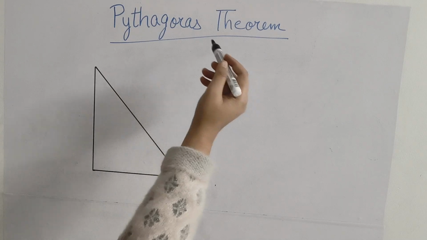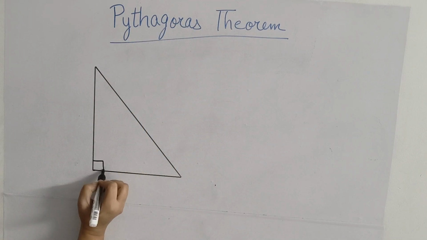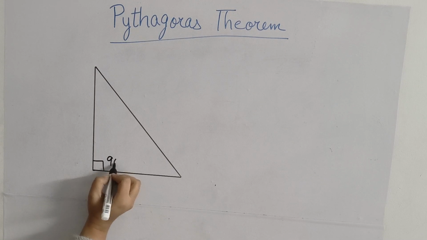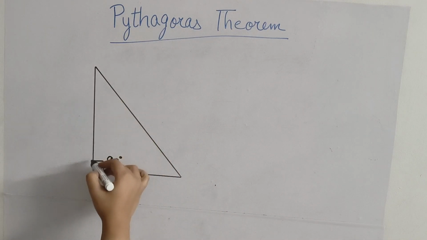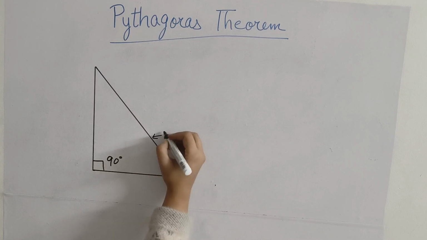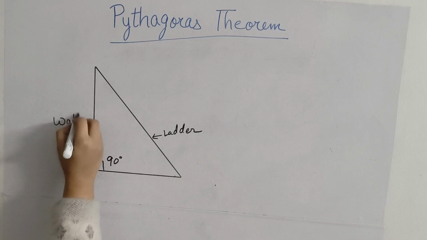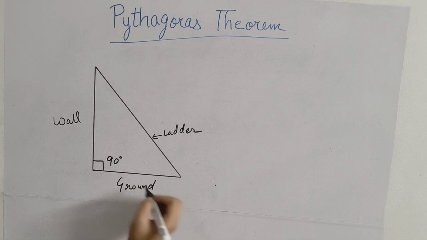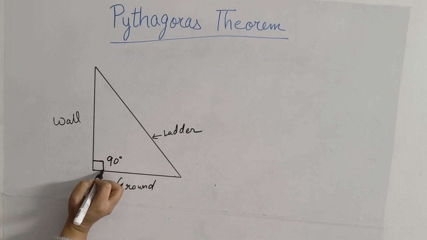Pythagoras theorem works only for the right angle triangles. That means the triangle with one angle of 90 degree. Now coming back to our example, suppose this is our wall, this is the ground, and here is our ladder. This is ladder, wall, and this is the ground. Now the wall is perpendicular to the ground, so it forms a 90-degree angle.